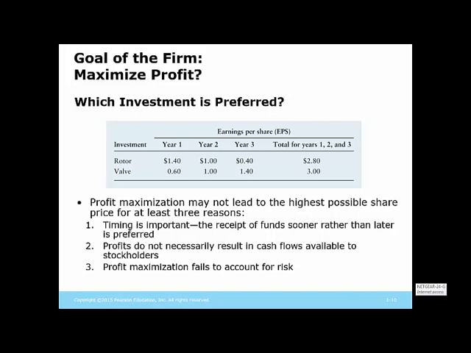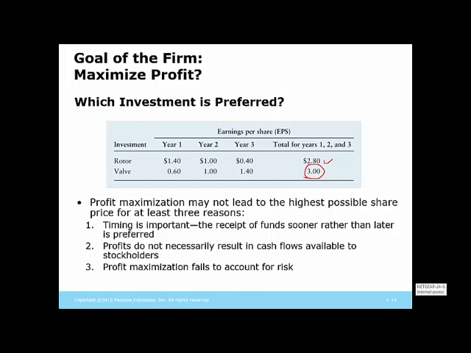So let's look at this maximizing profit idea. Here's an investment in a rotor, right? And we're going to make $1.40, $1, and then 40 cents. So for 3 years, the total for this rotor is $2.80. Now we also could do this valve. So over the next 3 years, the valve could bring us $60, $1, and $1.40. So it actually creates more profit. The question though is, which one of these is a better investment?